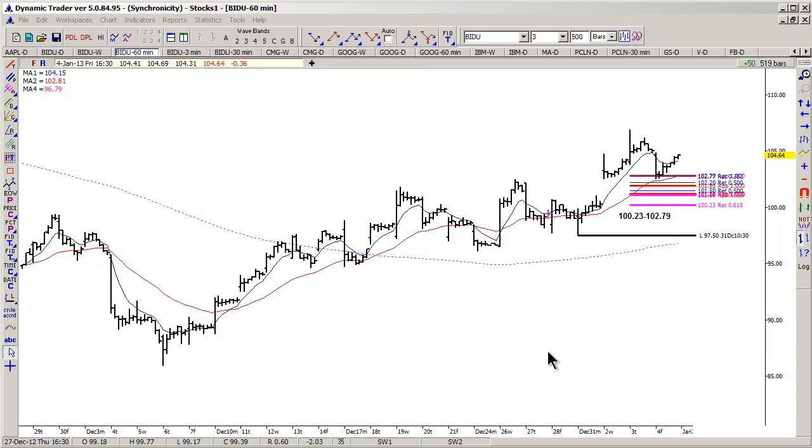In today's video, I'm going to go through my thought process of why I chose BIDU for a trade on the buy side in Friday's session.